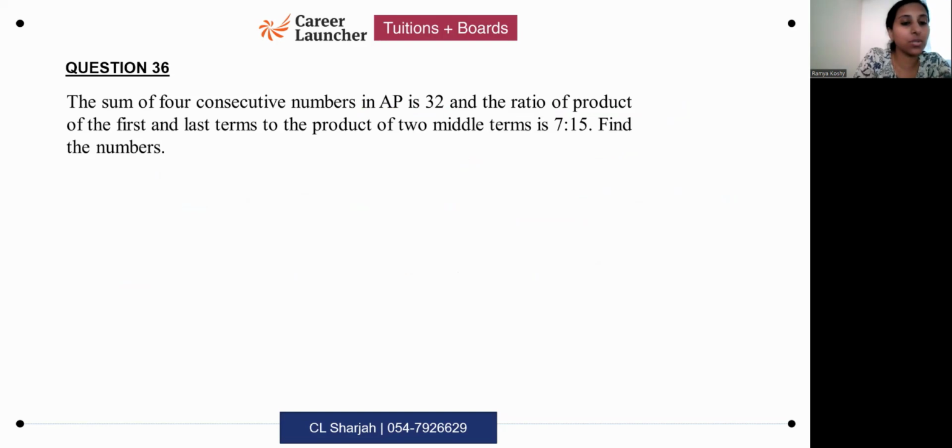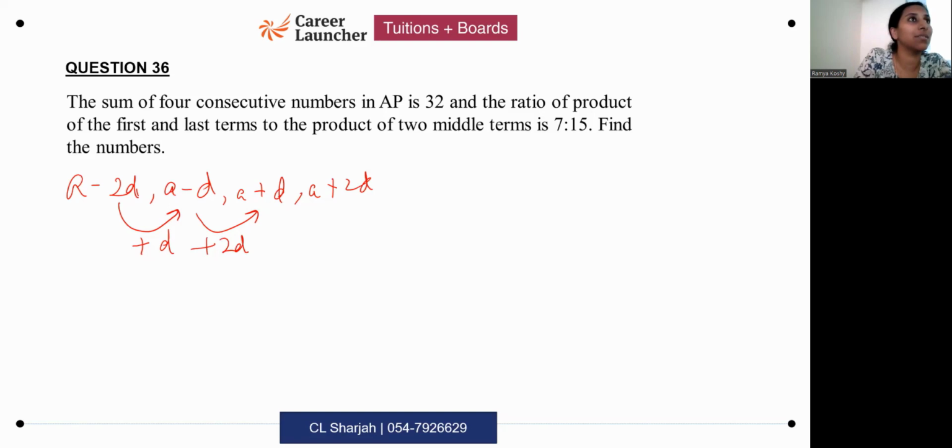Yes, what is your question, Tashwat? Why not A minus 2D, A minus D, A plus D and A plus 2D? This is your doubt? This won't be an AP. Why won't it be an AP? Because look at the difference here. You add D to get the next one. Look at the difference here. What is the difference between A plus D and A minus D? 2D will be the difference. And here the difference is again D.